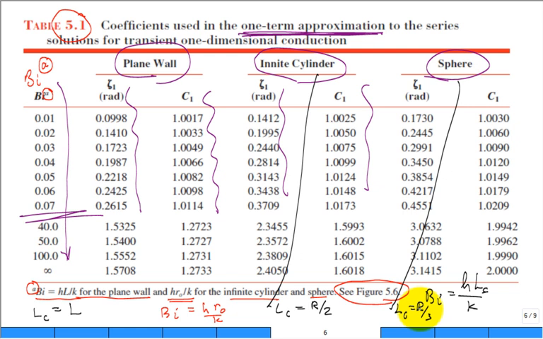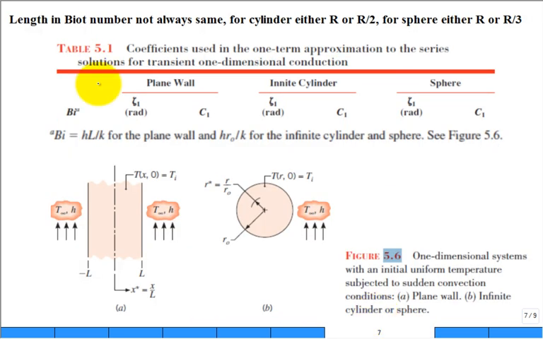But it was based on a characteristic length. You then go and you say, I need the one-term approximation. Same symbol, Bi, for Biot number. Different length scale. This little lowercase r naught is defined in figure 5.6. Here is figure 5.6. And you can see what r naught is. It's the radius.